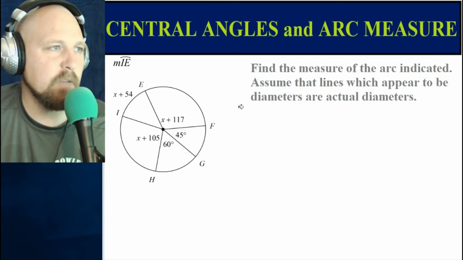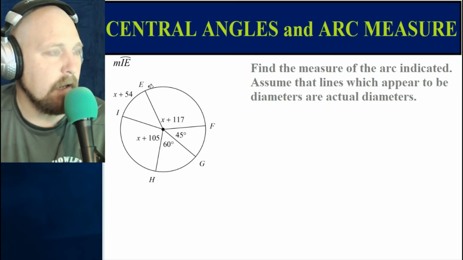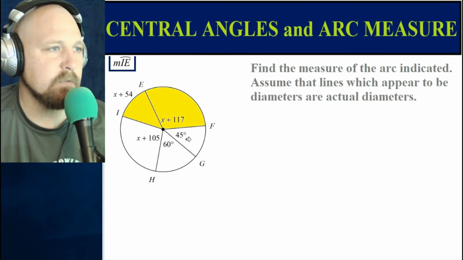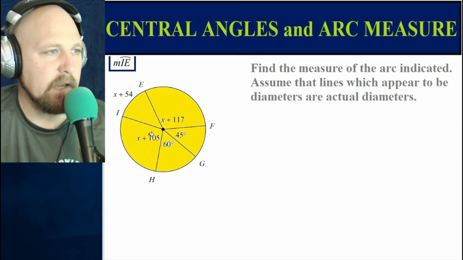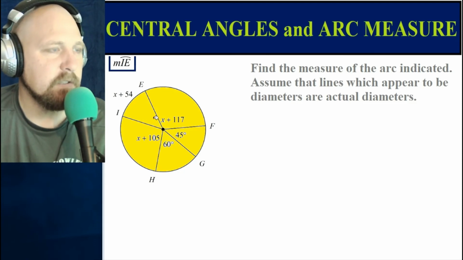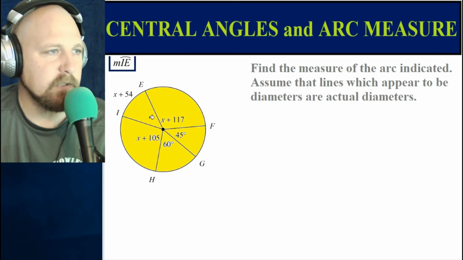Okay, so in this example, we're trying to find the measure of arc IE, which is right here. But you should notice here that every single central angle is given to us. And so we will just simply add all those up to 360 degrees and solve for x, and then substitute the x. In this problem, they're trying to trick you because they give you central angles on all four of these, but not here. Again, it requires that you understand that central angle and arc measure will give you the same value.